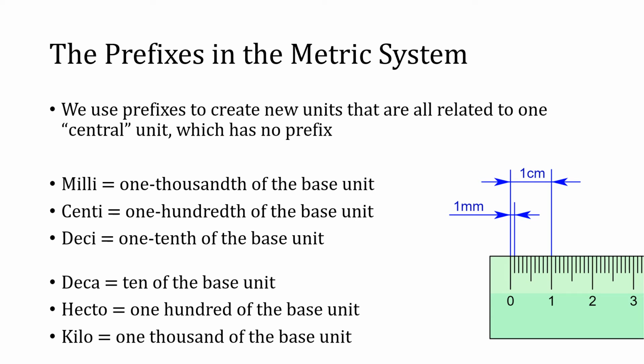So here are the common prefixes in the metric system. Now, of course, there are a lot more, and I'm going to show you those as well. But basically, if you read this first line, it says, we use prefixes to create new units that are all related to one central unit, which has no prefix. So what I mean by that is, you'll have this one starting point, like, for example, a meter. In the metric system, we can measure lengths and distances using this standard centralized unit called the meter.